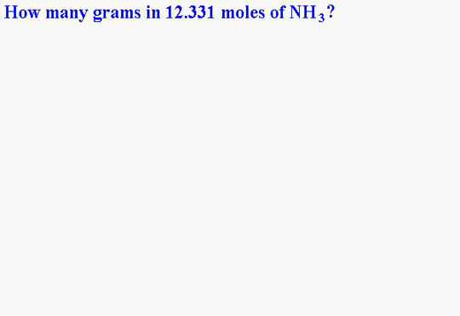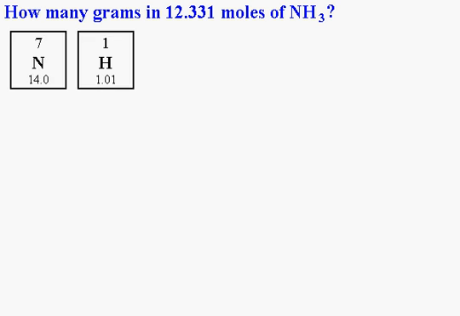Now, whenever we do any conversion between grams and moles, we always have to start by looking at the periodic chart. Ammonia, NH3, has nitrogen and hydrogen in it. So let's look at those entries in the periodic chart. Why do we need to look at these entries? Well, remember what the ultimate goal is. We need to find a conversion relationship between grams and moles.